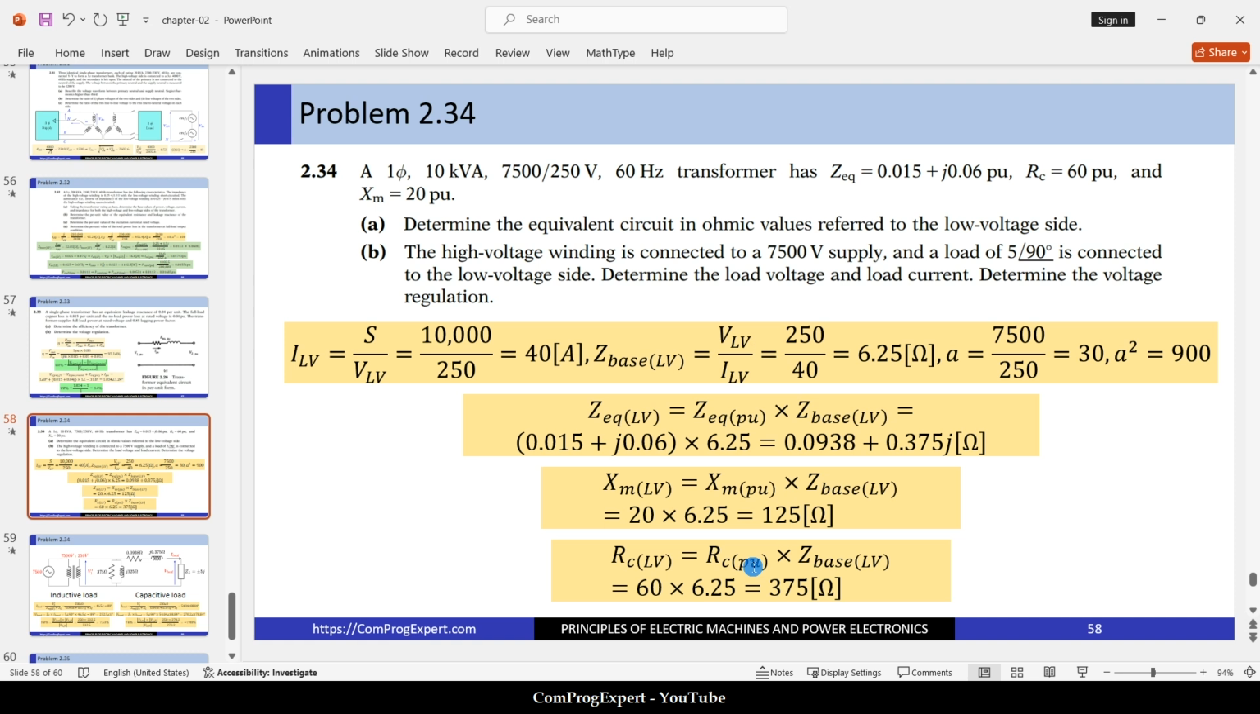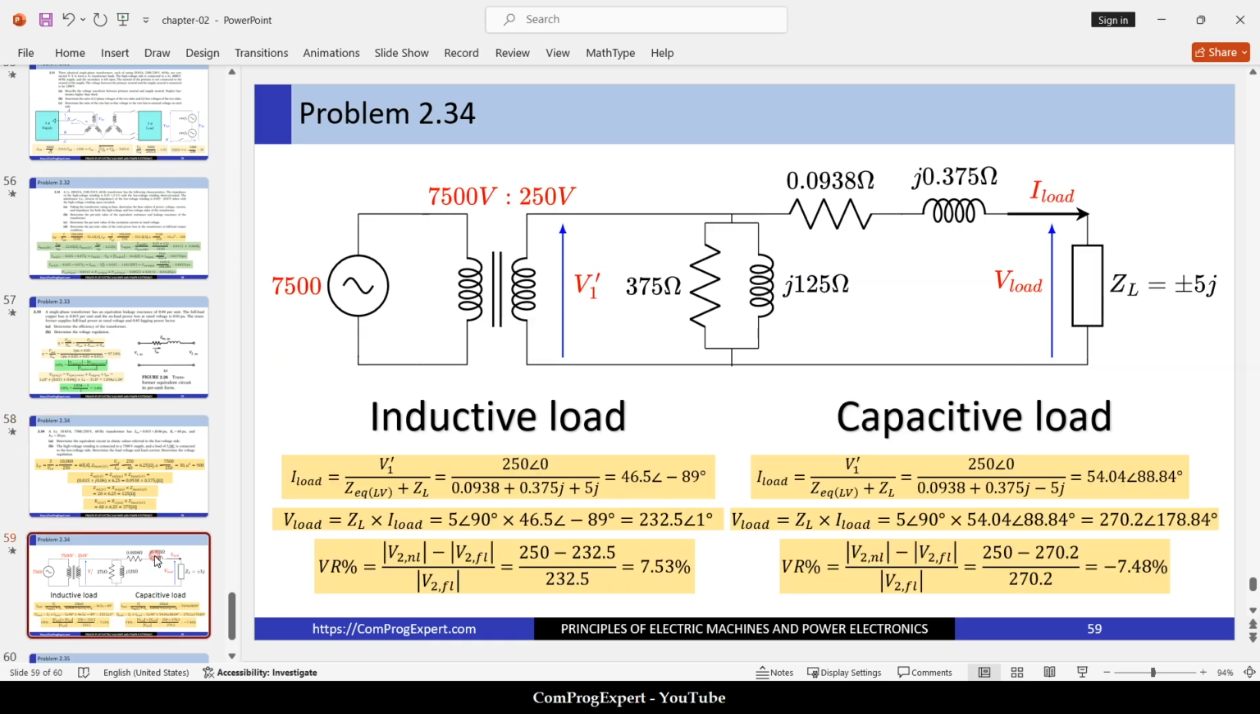And what is the value of the equivalent core resistance for the low voltage side? It is the RC in per unit, 60 times the Z base for the low voltage, that is this one, 375 ohm. So here we calculated the ohmic values, and this is the equivalent circuit model of the transformer referred to the low voltage side. Here we have the equivalent core resistance, the magnetizing reactance, the R equivalent, and the equivalent leakage reactance.